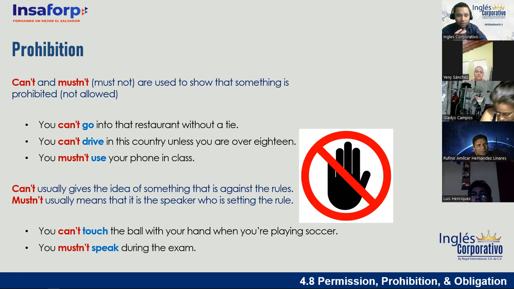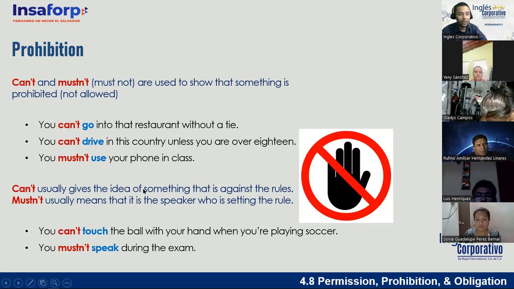As mentioned yesterday, can't usually gives the idea of something that is against the rules. We have a set of rules, and when you use can't, you are expressing that something is against those rules. Mustn't, on the other hand, usually means that it is the speaker who is setting the rule. It's a prohibition that comes from the speaker, from the person talking to you.